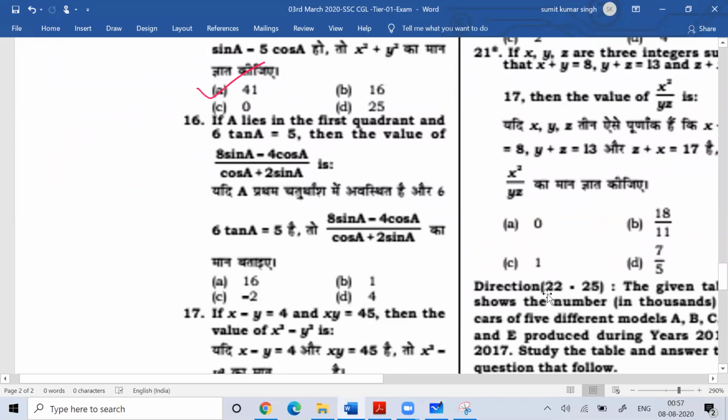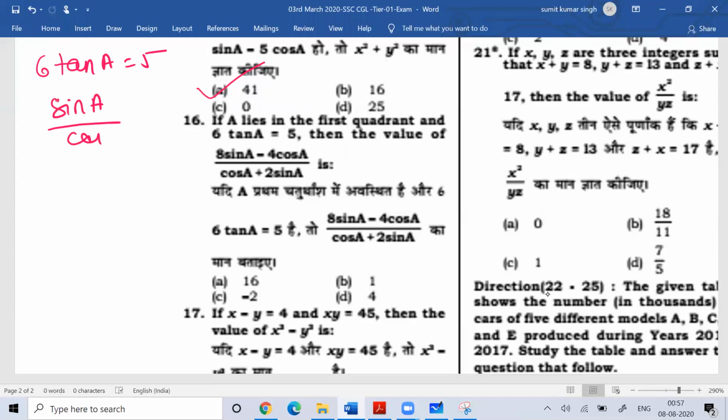If A lies in the first quadrant, which means the angle is from 0 to 90 degrees, and 6 tan A is 5. It is given 6 tan A is 5. So I can say this is sine A by cos A is equal to 5 by 6. I can say sine A is equal to 5 by 6 of cos A.